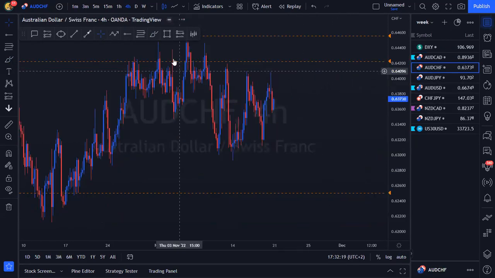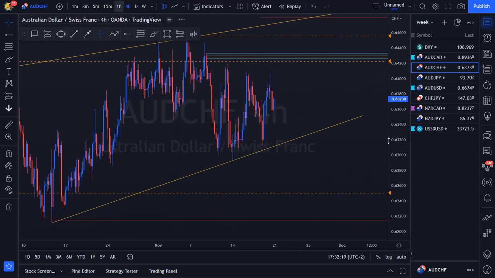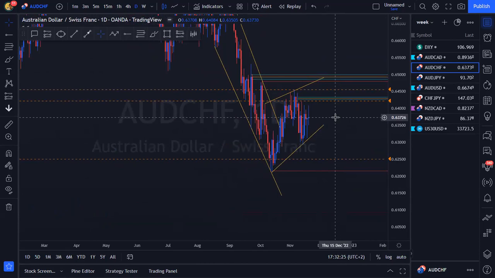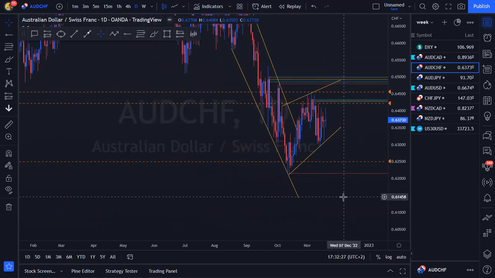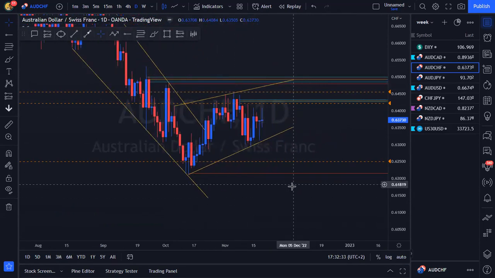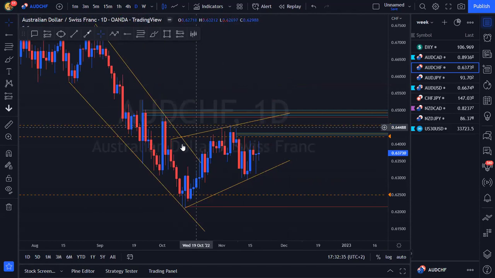Let's go on to the next pair, Aussie Swiss franc. So Aussie Swiss franc from last week, I'll be very quick with this pair because nothing really changed from last week. Everything still remains the same. So we've got this descending structure. We naturally want to be bullish because of this descending structure, but obviously we can see that price action is not giving us characteristics of there being buyers currently in this market.